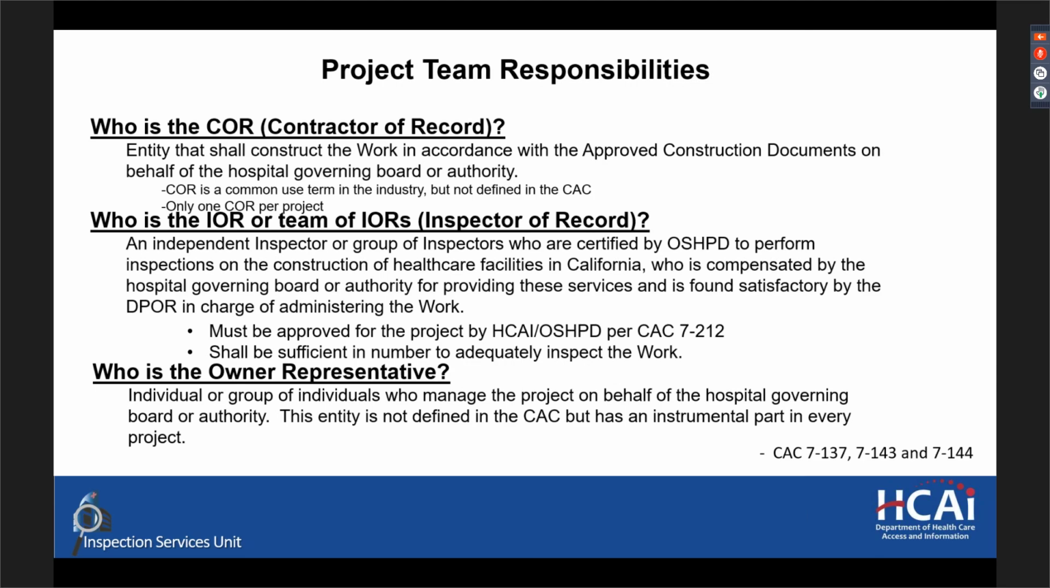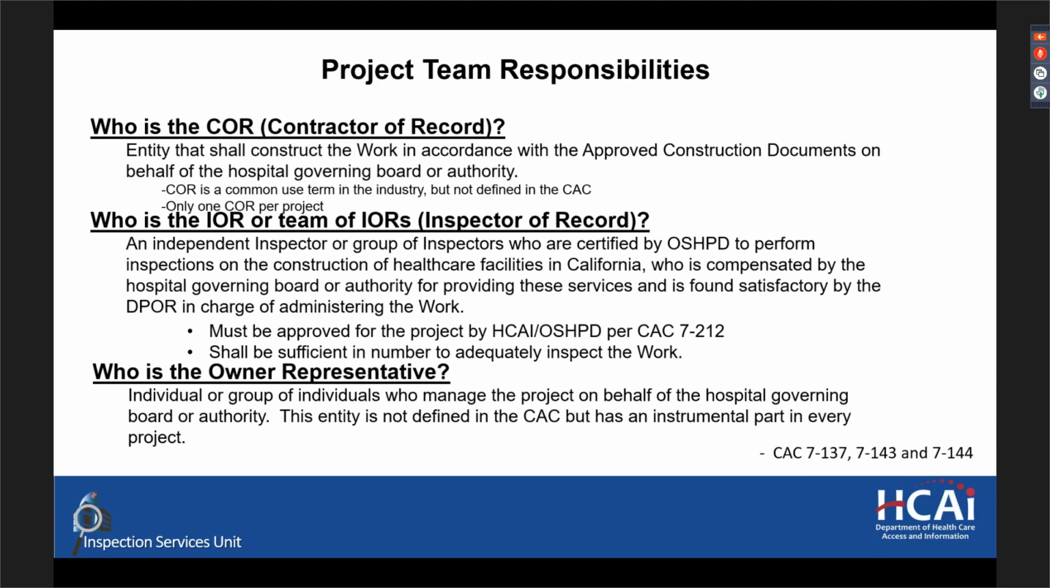To go further into who composes the team of a construction effort, there's a contractor of record or COR. This, per CAC 7-143, is the entity that shall construct the work in accordance with the approved construction documents on behalf of the hospital governing board or authority. COR is a common use term. It's not defined in the CAC, but that is a contractor, and it should be clarified there's only one COR per project. And then every project that is under construction is assigned an IOR or a team of IORs.